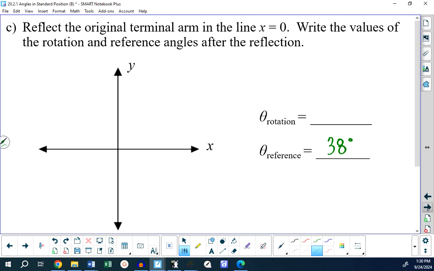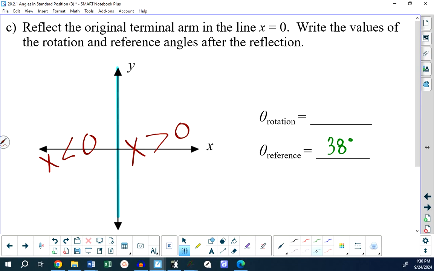What is the line x equals 0? Well, it's this line. Because if I look over here, x is negative. If I look over here, x is positive. X is 0 right along the middle there on the vertical axis.